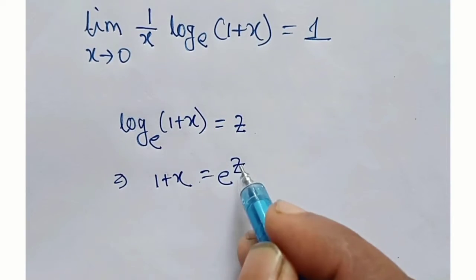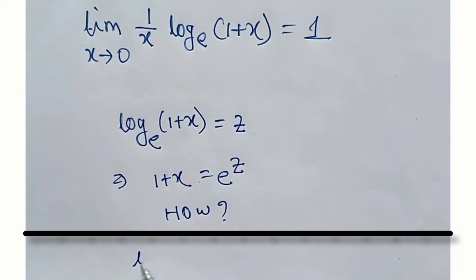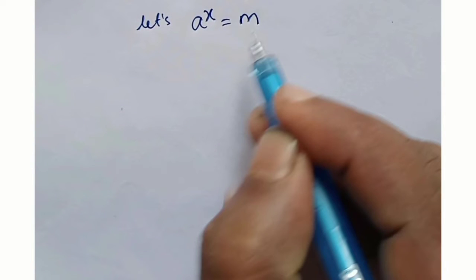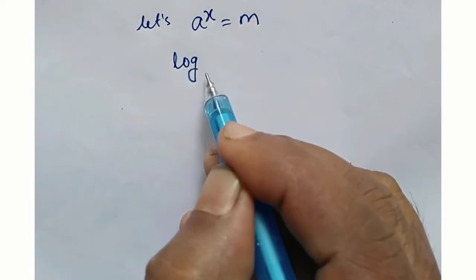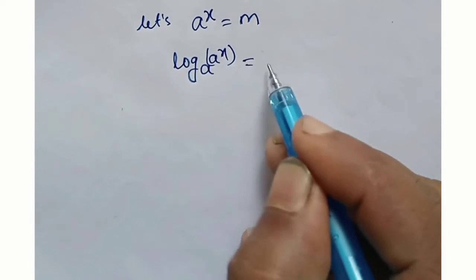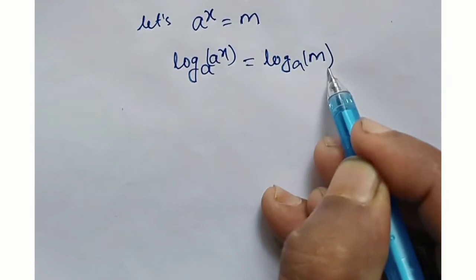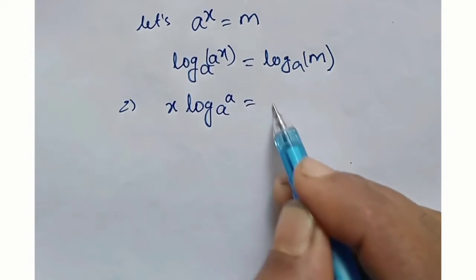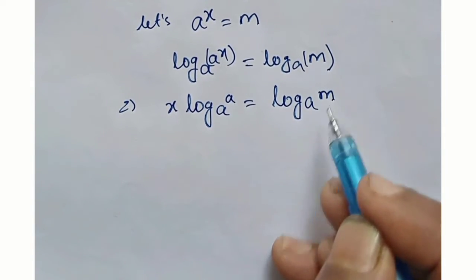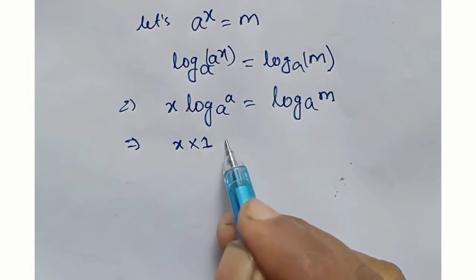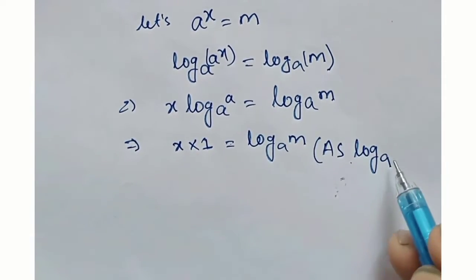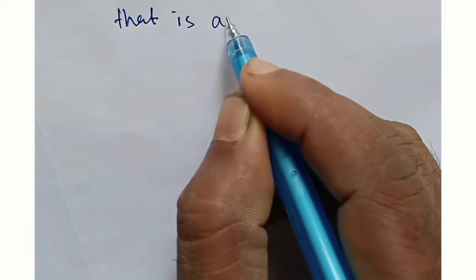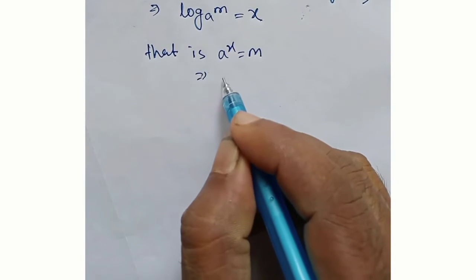If you guys just want to know how it becomes, we can do it from our logarithmic formulas. That is, let's suppose a power x equal to m, right? Let's take logarithm base a on both sides. So we will get log base a of a power x equal to log base a of m, right? And from the logarithmic formula you will know that the power x will come to the side. So next we will get x into log a base a equal to log m base a, right? Thus x equal to log m base a, because log a base a equal to 1, right? So you see, if log m base a equal to x, then definitely m equal to a power x, right? Because you already took a power x equal to m, right?